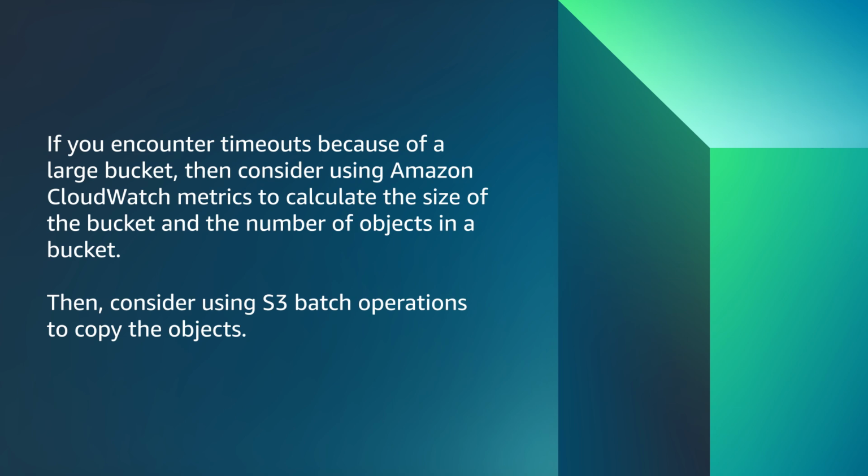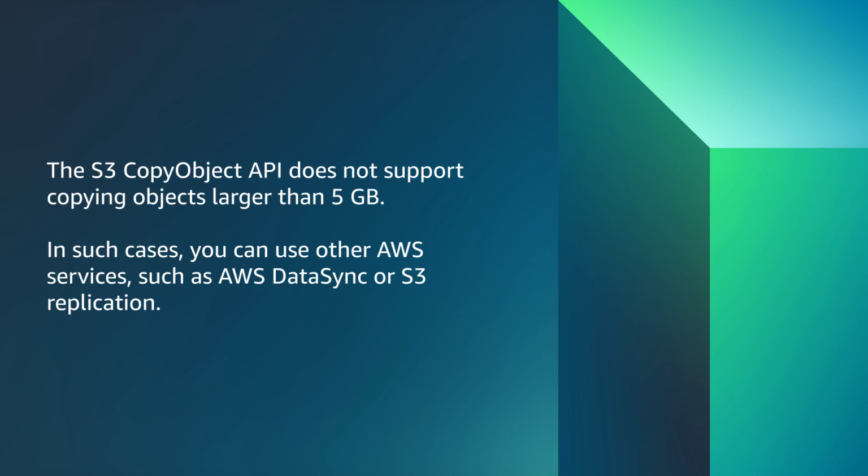If you encounter timeouts because of a large bucket, then consider using Amazon CloudWatch metrics to calculate the size of the bucket and number of objects in the bucket. Then consider using S3 batch operations to copy the objects. The S3 copy object API does not support copying objects larger than 5 GB. In such cases, you can use other AWS services such as AWS DataSync or S3 replication.